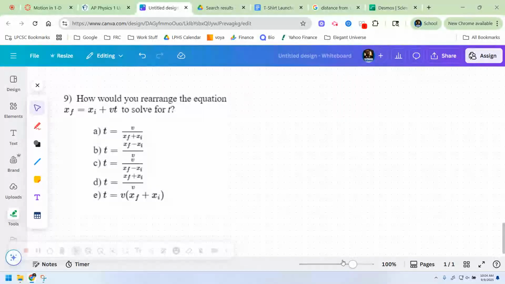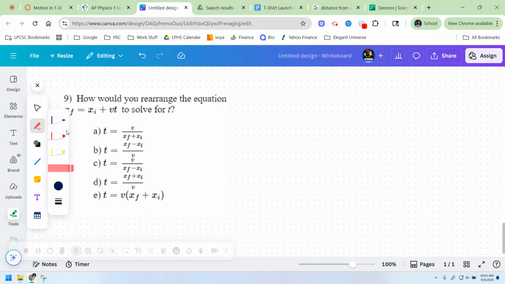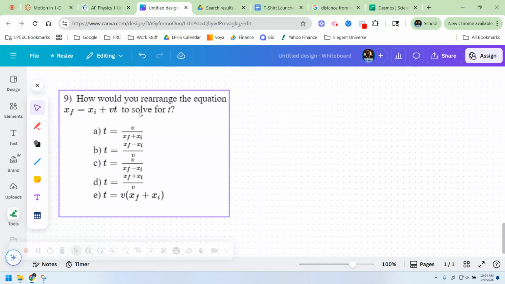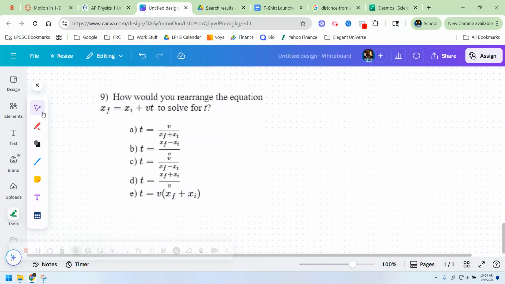So for question number 9, it says, how would you rearrange this equation to solve for t? So my goal here is to get t all by itself and all the other stuff on the other side of the equal sign. And so that's what I'm going to do.